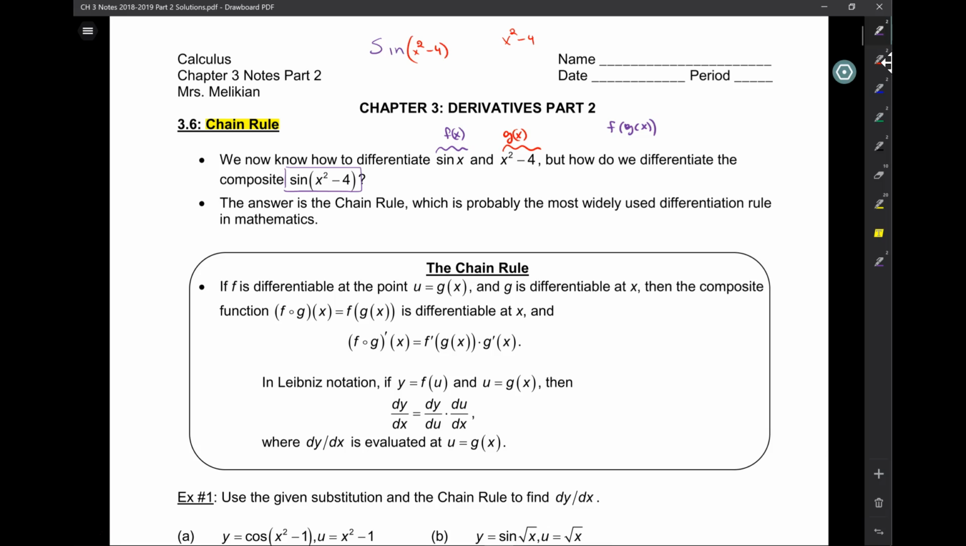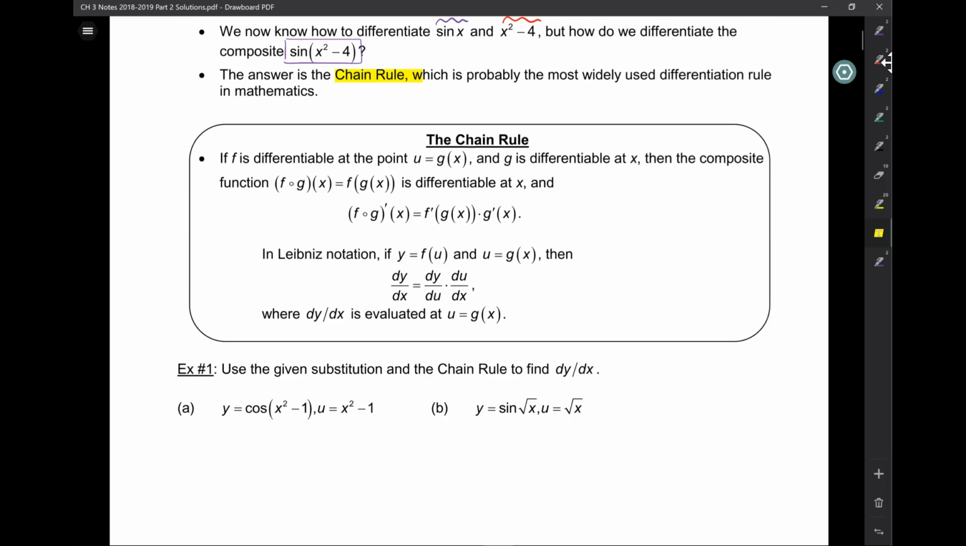Okay? All right. So the way we take a derivative is the chain rule, which is probably the most widely used differentiation rule in Calc. Okay? All right. So here is what the chain rule says. Okay. All right. So suppose f is differentiable, right? It has to be differentiable for us to be able to differentiate it, period.